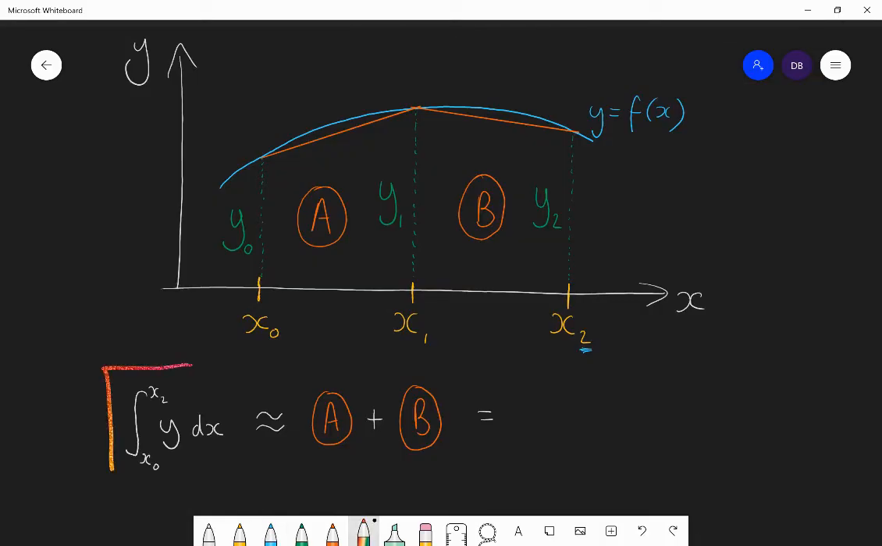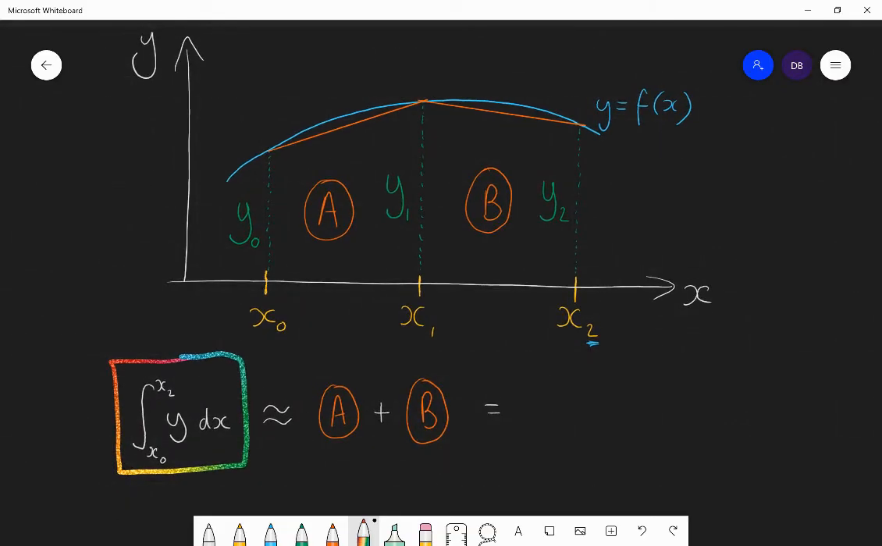That notation is this here. This notation is the notation we use to find the area under curves. The symbol, which is an elongated S, is the integral sign. And it says the integral between x0 and x2 of y with respect to x, dx. And that just means I want to find the area under the curve y equals f of x.